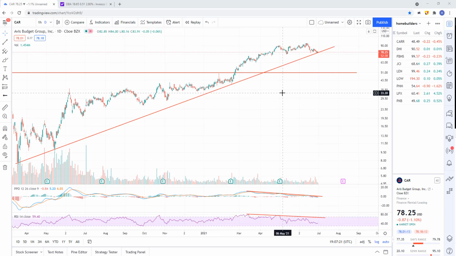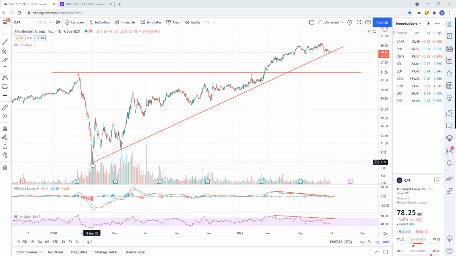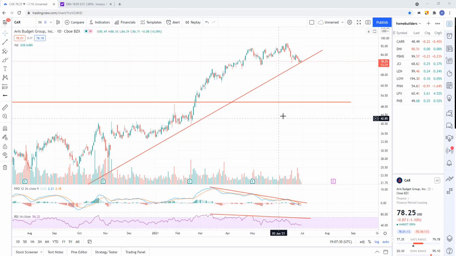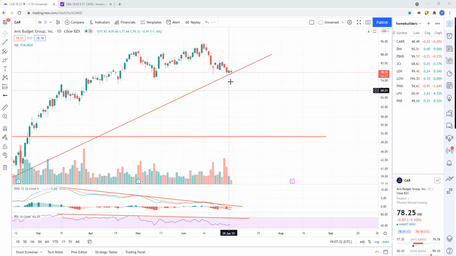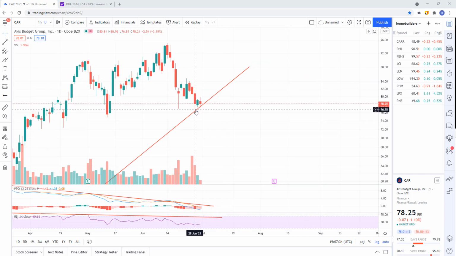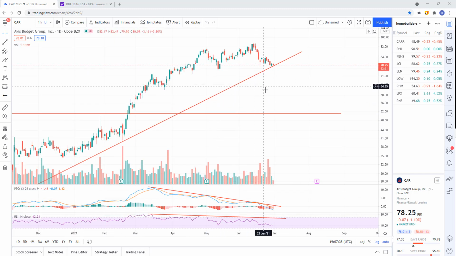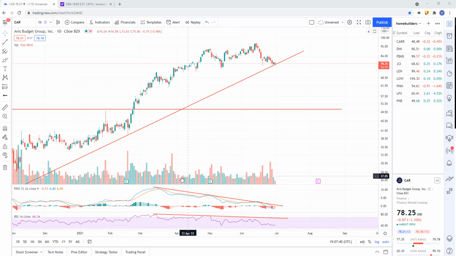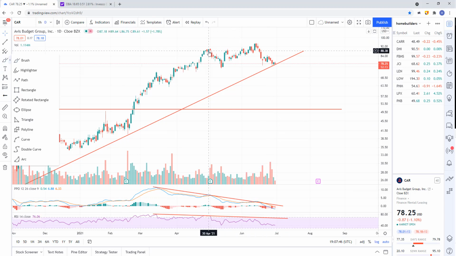And CAR, Avis Budget Group. So this one's right at trendline support. You can see on the daily, we have an uptrend line coming off the March 2020 lows. Clear uptrend right there, and we're right there. We've been testing support for the last 3 days. We tested it here, here, and here. So far it's held. We have not broken, but look at the negative divergence on the RSI and the PPO. Clear negative divergence.